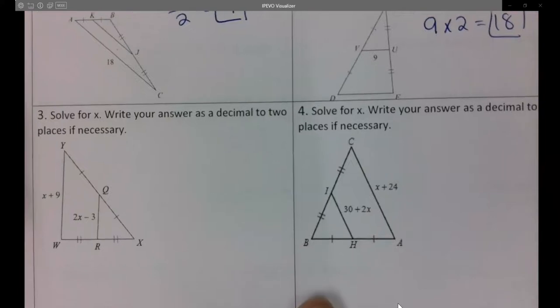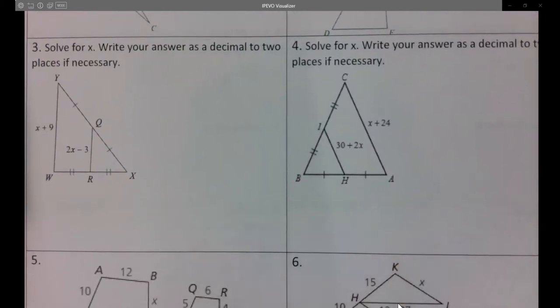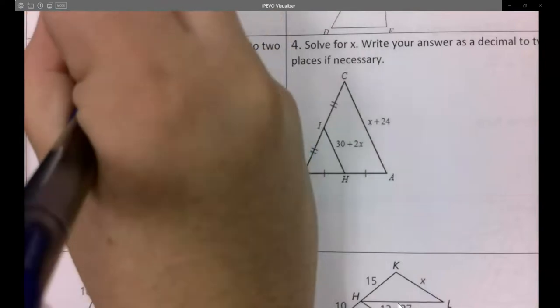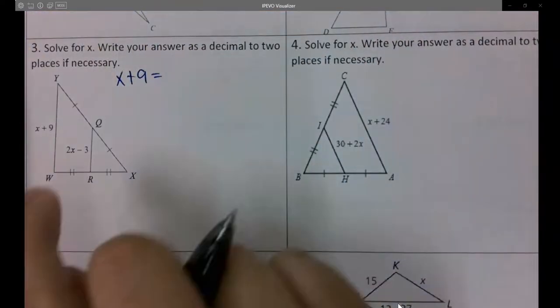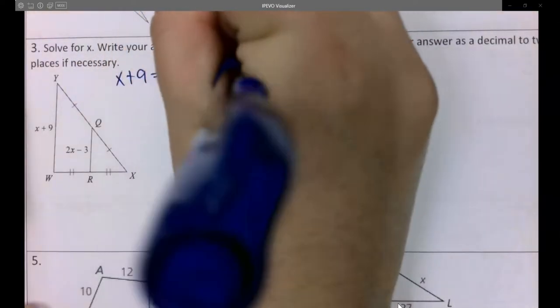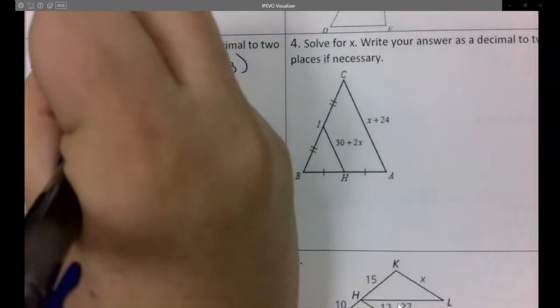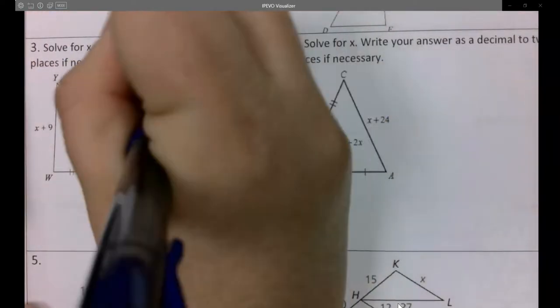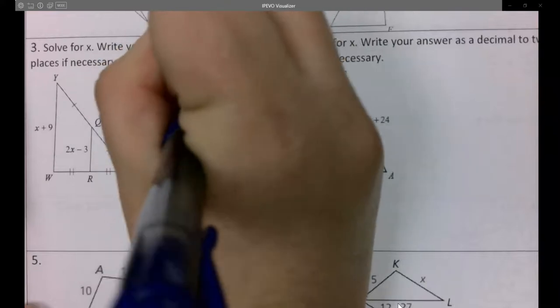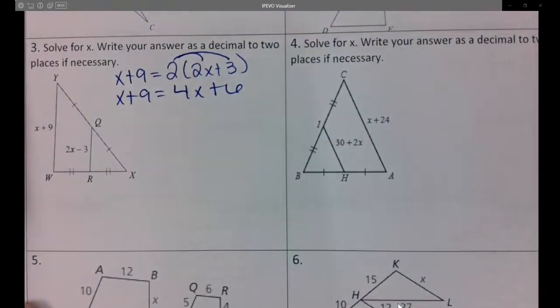Number 3 and 4 are again using the mid-segment theorem, but this time I have x's. So I know that my big length is x plus 9, and my smaller length is 2x plus 3. I know it takes 2 of the middle pieces to make one of the bigger ones, so I'm going to have 2 times 2x plus 3. Then I want to go ahead and distribute that 2 on the right-hand side. So I have 4x, and then 2 times 3 is 6.